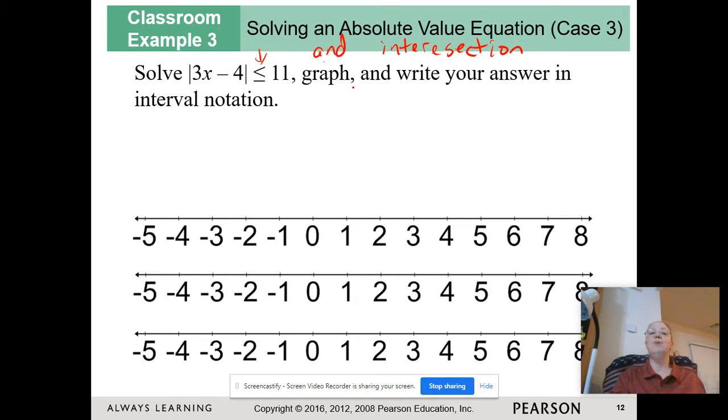But we can write it as a 3-part inequality, as I was saying in the last video. So we're going to take our negative 11 right here, and then less than or equal to, we're going to put the absolute value in the middle, and then our less than or equal to, and then the positive, okay?